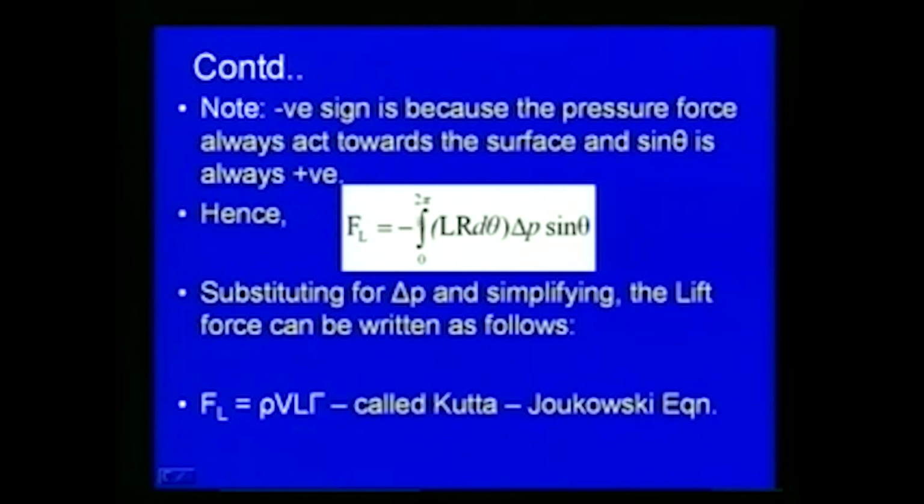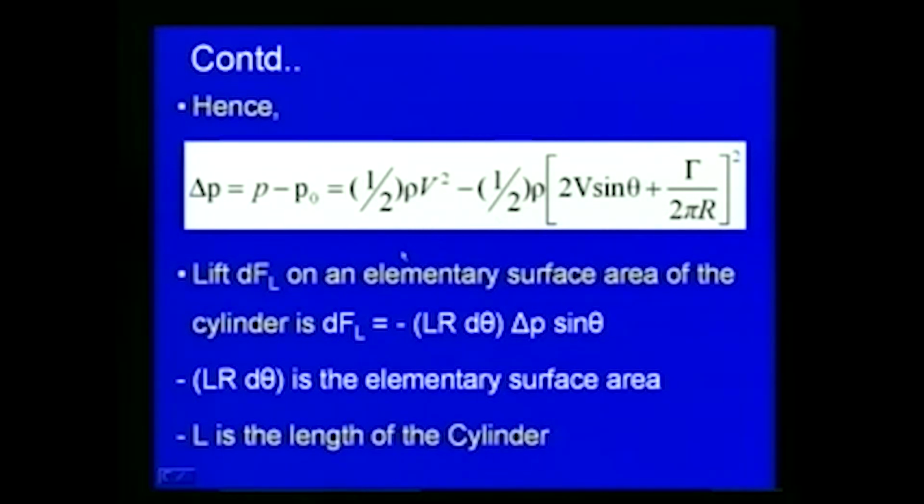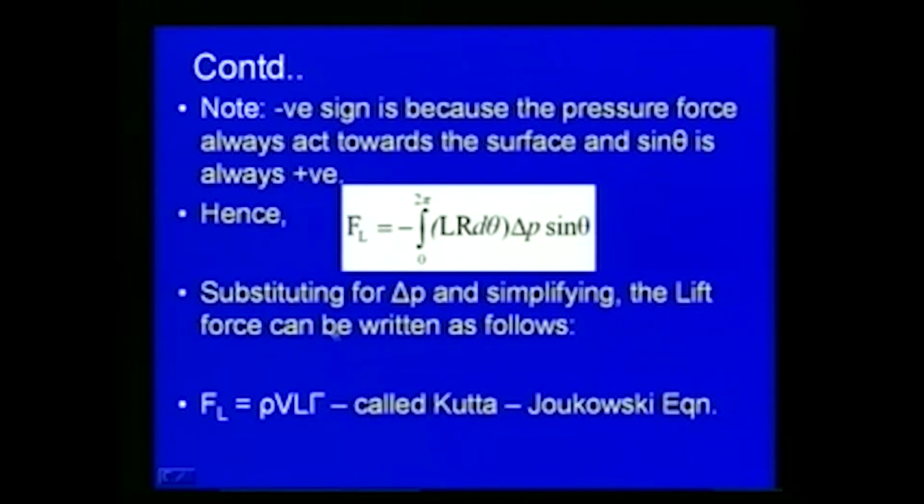Finally, if we integrate, the lift force FL on the rotating cylinder is equal to minus integral 0 to 2 pi L R d theta delta P sin theta. Delta P is already defined here, and substituting for delta P and simplifying, the lift force can be written as follows: FL is equal to rho V L gamma.